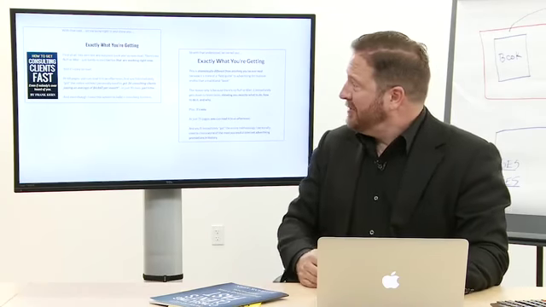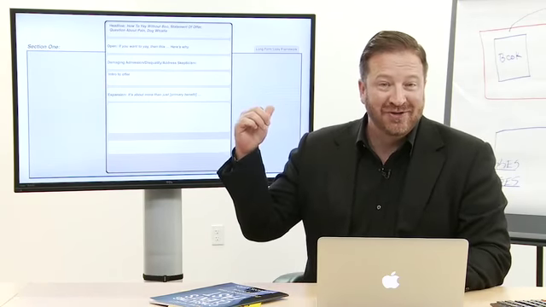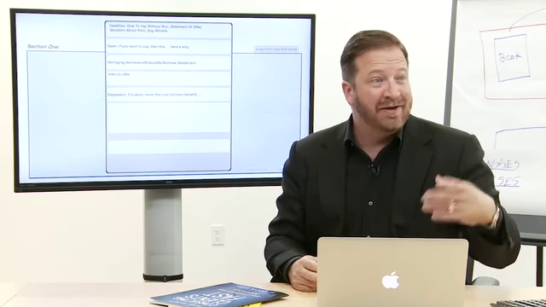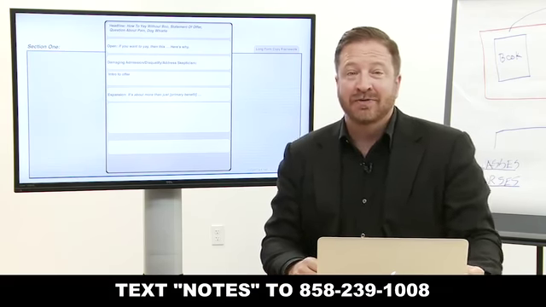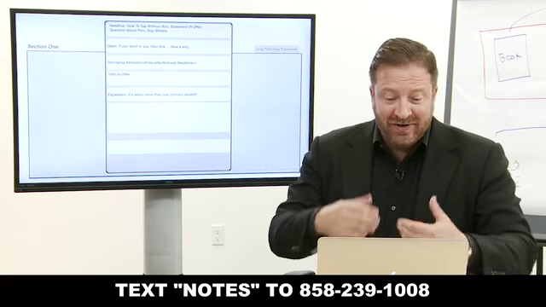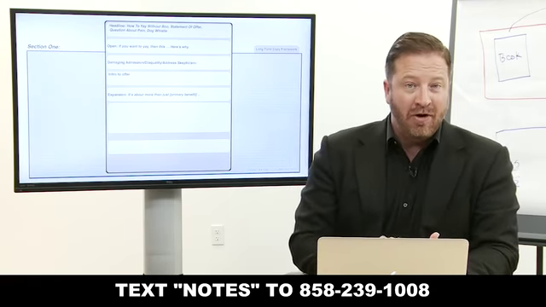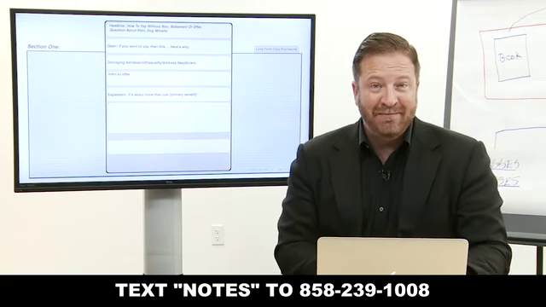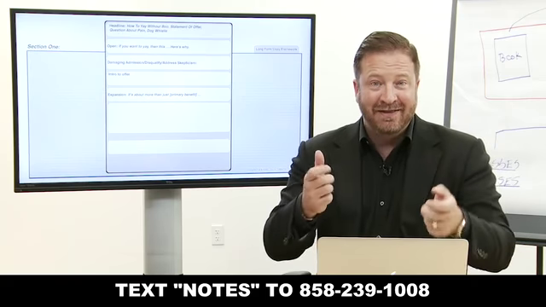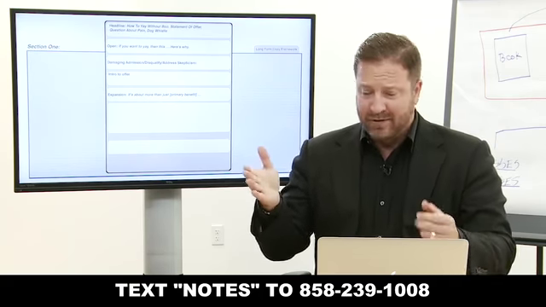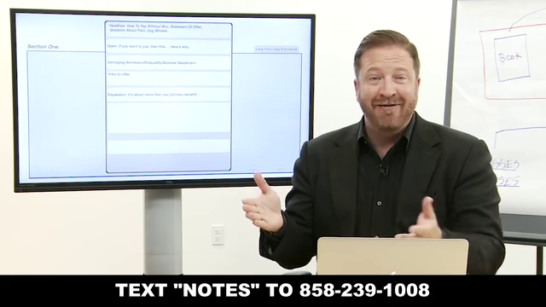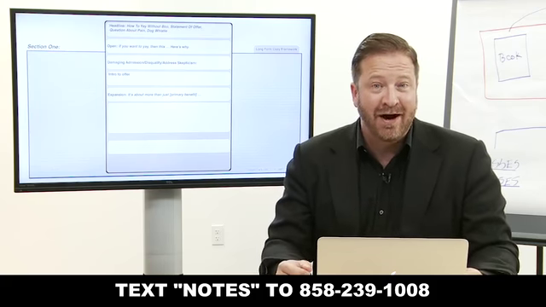So if you've got this little cheat sheet, which again, you can have, right? Just text notes to the number on the screen. There we go, 858-239-1888. If you just fill this in, just kind of jot it in by hand while we're going along with this, what's going to happen is you can just take the result of this and you can go, hot damn, I got myself the outline for a sales letter, and you can knock your sales letter out today, okay?